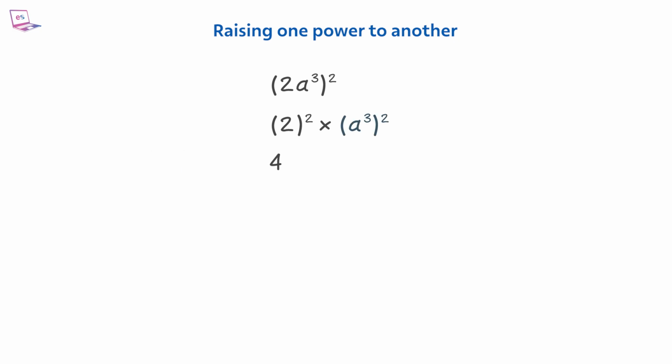To simplify (a³)², you just have to multiply the powers. So it will be a to the power of 3 times 2. 4 times a to the power of 6, which is equal to 4a⁶. The simplified expression for (2a³)² is 4a⁶.